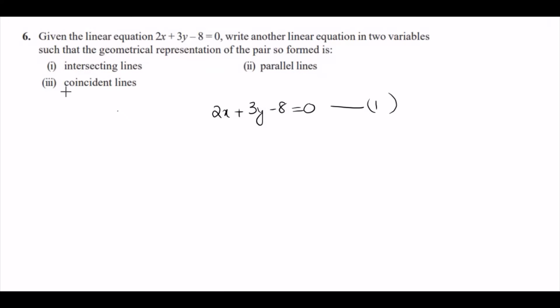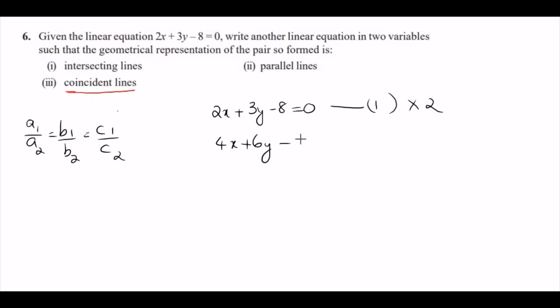And the last is for the coincident lines. So in order to get coincident lines, you can just multiply this equation by 2. The condition for coincident lines is a1 by a2 is equal to b1 by b2 is equal to c1 by c2. So it's easy. You can just multiply this equation by 2 or 3 or any value. You will get 4x plus 6y minus 16 is equal to 0.